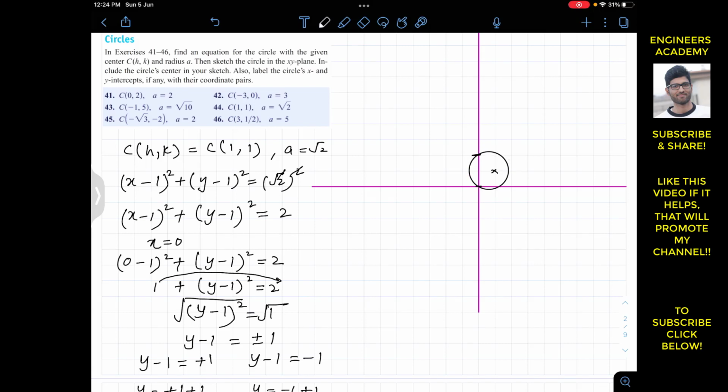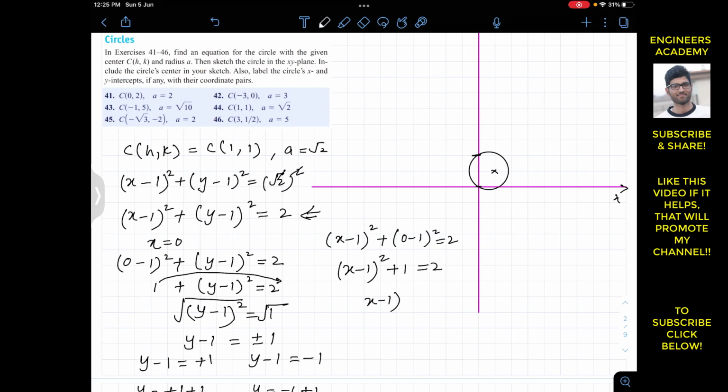Now as we can see from the sketch, the circle is intersecting with the x-axis. This is our x-axis. So we have to find the x-intercept. To find the x-intercept, we need to put y equals 0 in this equation. So if I put y equals 0, we will have the equation (x minus 1) squared, and then plus (0 minus 1) squared, that will be equal to 2. So (x minus 1) squared, and this will become plus 1 equals 2, and (x minus 1) squared, and this plus 1 on the other side will become minus, so that will be 2 minus 1.